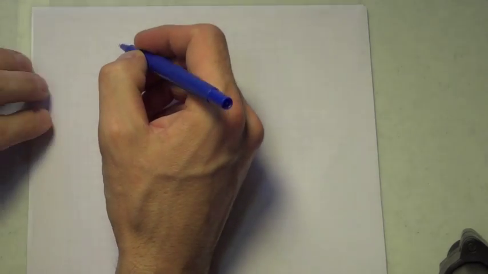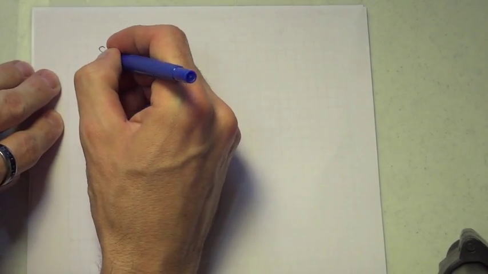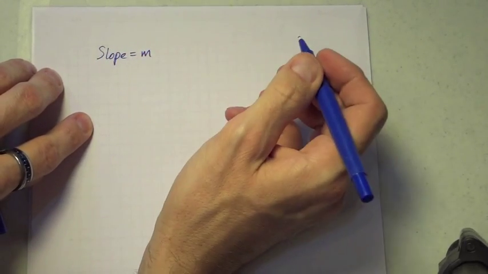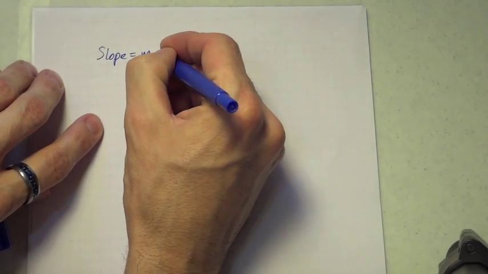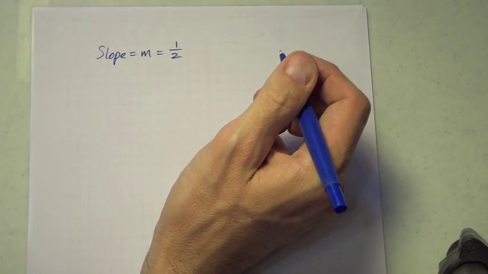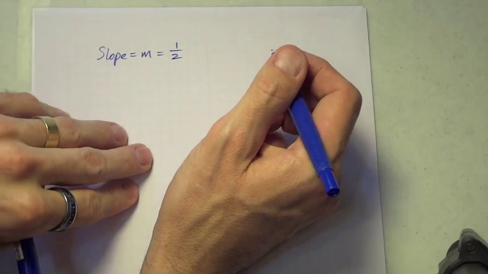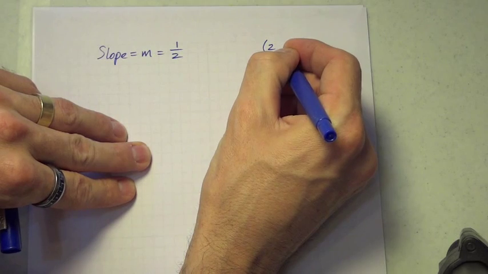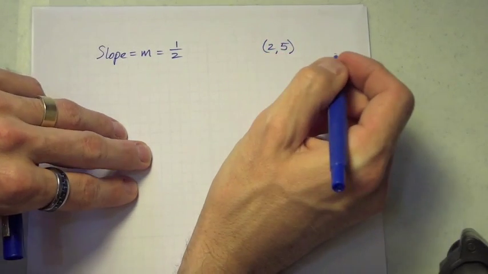Let's say we know the slope of the line, we're given that, and we know a point along that graph, then we can develop the equation of the line. Let's say that we have a slope, which is also known as the variable m, and that is 1/2. So we have a line, its slope is 1/2, and we have a point that's at x equals 2 and y equals 5.